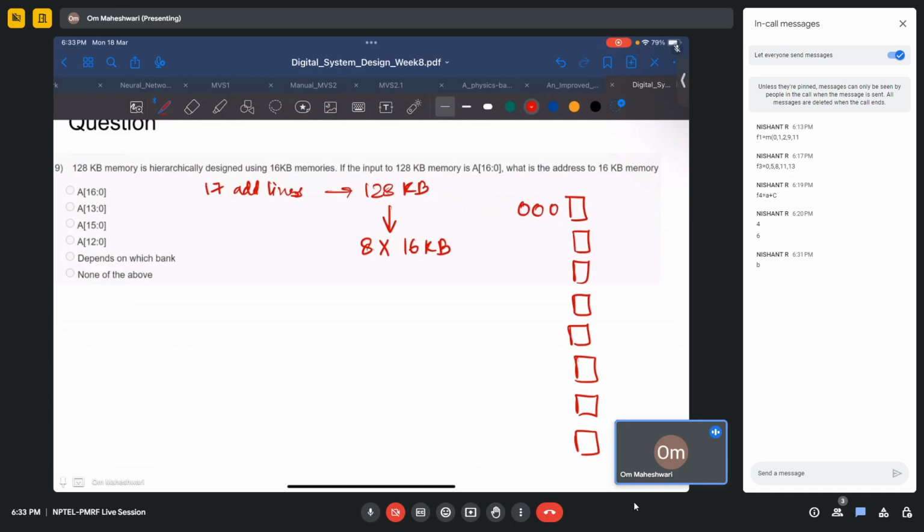000, 001, 010, 011, 100, 101, 110, 111. To identify these 8, we need 3 bits. The rest, 14 bits, will be used to internally address each memory.